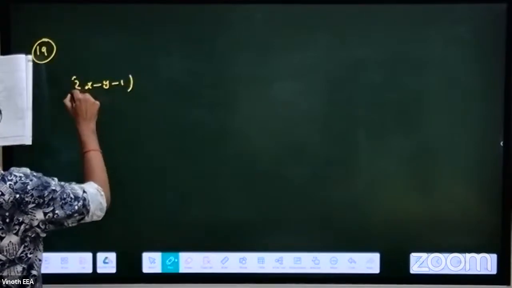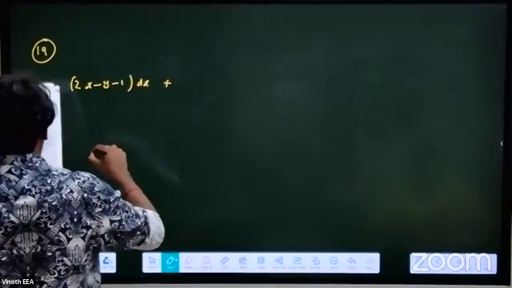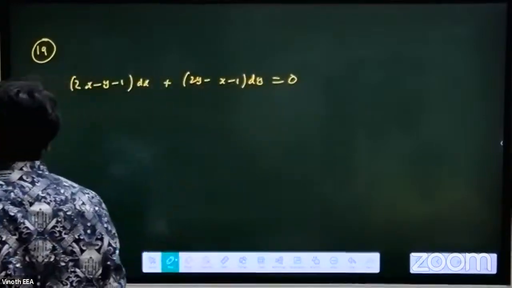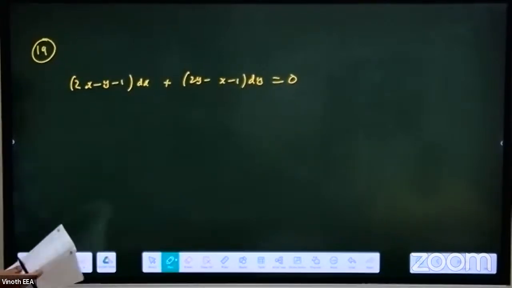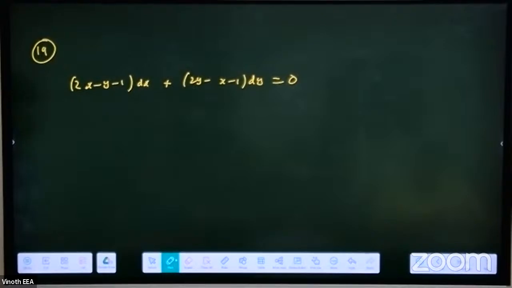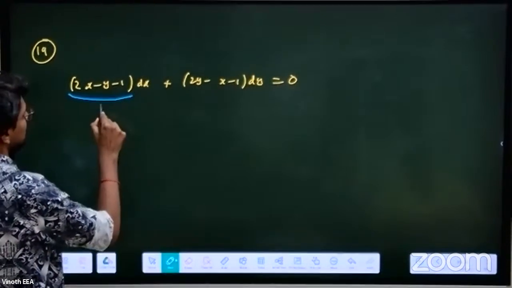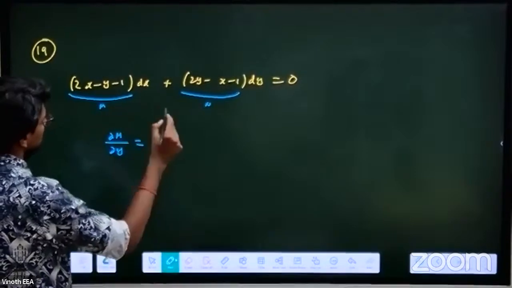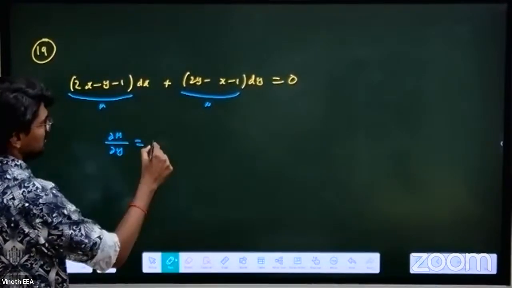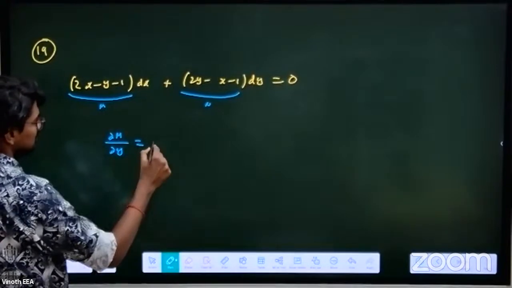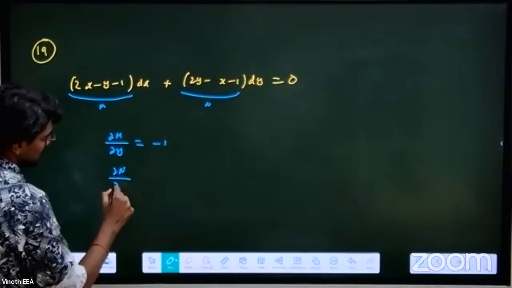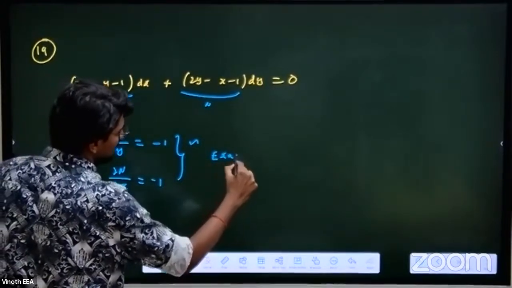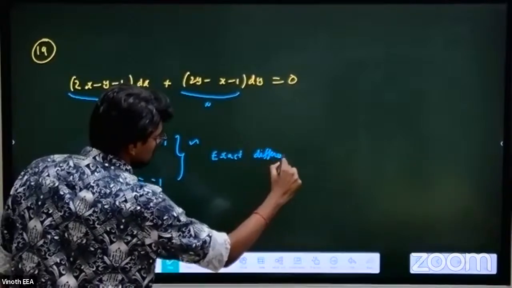(2x minus y minus 1) dx plus (2y minus x minus 1) dy equal to 0. Which form is it of? We can check whether it is exact or not, right? So this is M, this is N. Differentiate M with respect to y partially, it is minus 1. Partial differentiation of N with respect to x is also minus 1. So they are equal. It is of exact differential form.